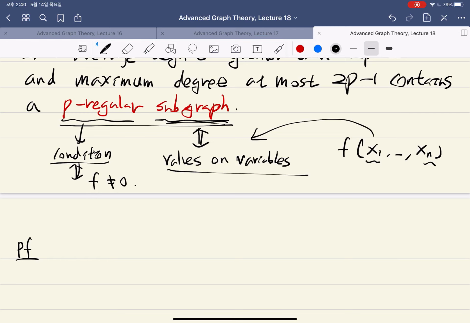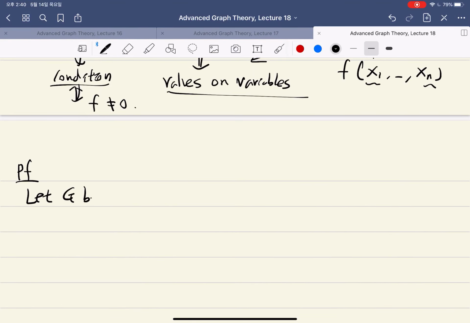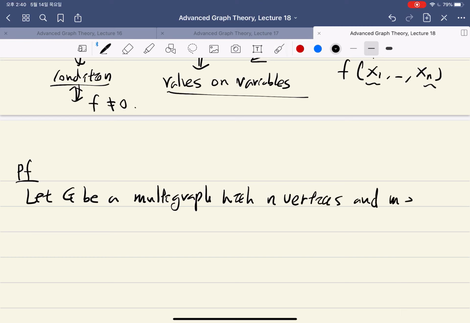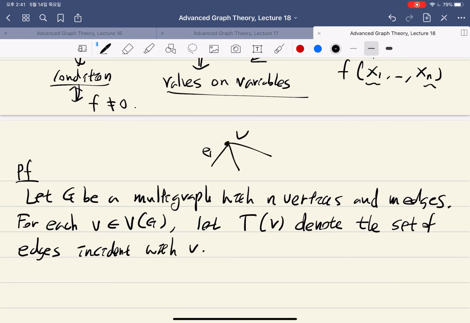So how do we do it? So a subgraph is a collection of edges. So let G be a multigraph with n vertices and m edges. And for each vertex b, we let, say, gamma of b be the set of edges incident with b. So we have b, and there are several edges E1, E2, E3. Then this gamma of b consists of E1, E2, E3.